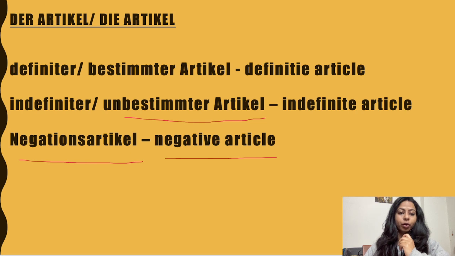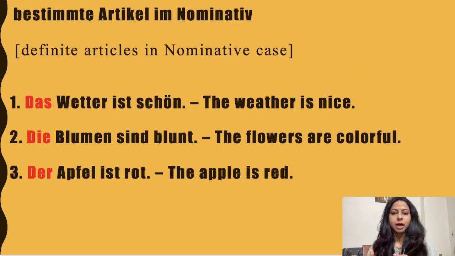Now, moving on, bestimmte Artikel im Nominativ. I just told you three kinds of articles: definite, bestimmter; indefinite, unbestimmter; and negative article, Negationsartikel. In today's video, we are going to talk about one article, that is definite article, bestimmte Artikel in nominative case. So, let's look at some sentences.